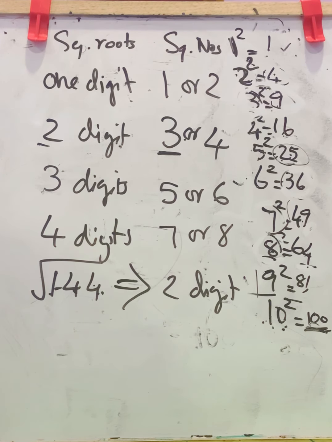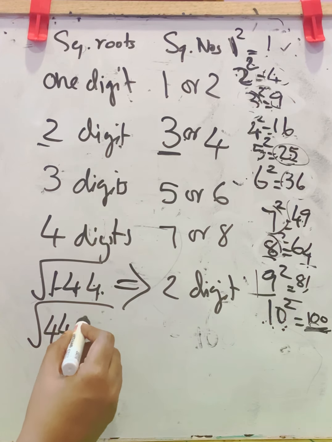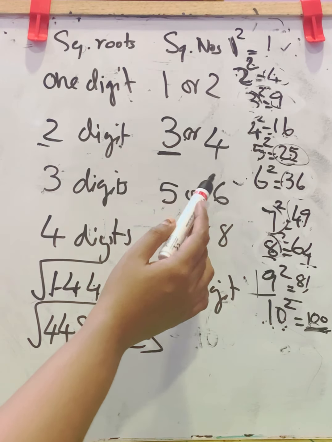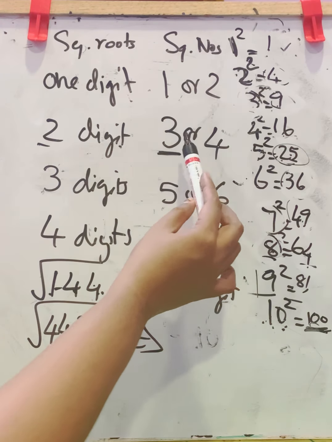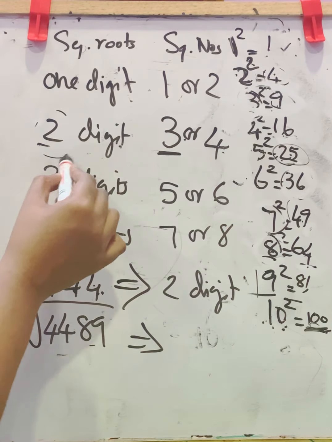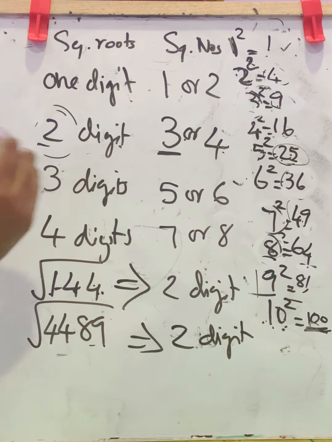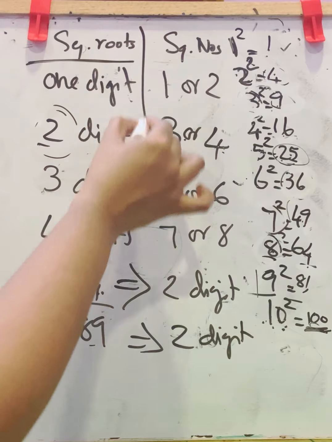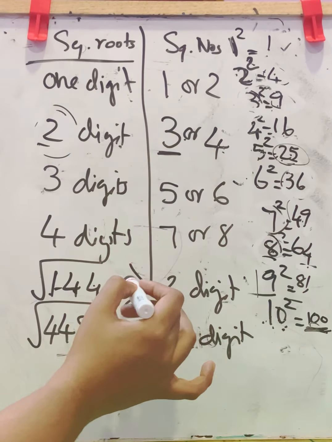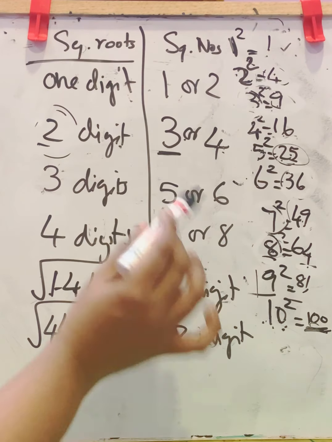Okay. Now next, in the square root of 4489, how many digits will be there? 4489 is a square number, that is a 4 digit number. For 4 digit numbers, the square root will be a 2 digit number. This is the square number's digits, and this is the square root's digits. So if the square number has 4 digits, the square root will be 2 digits.